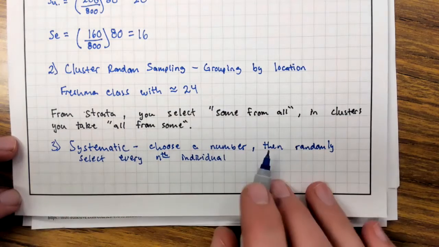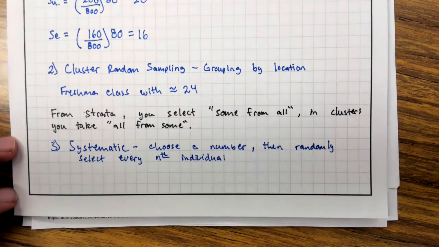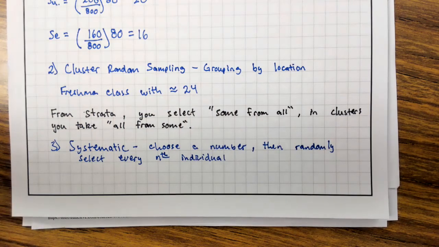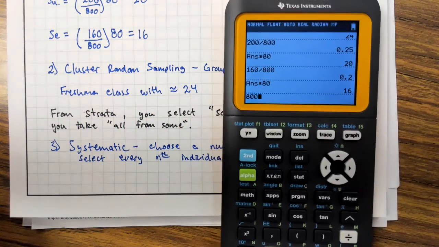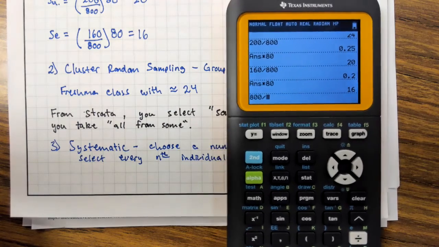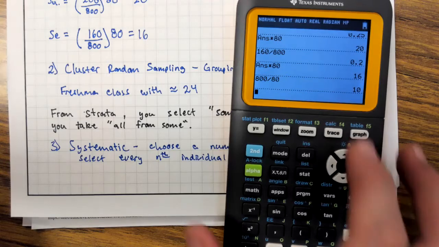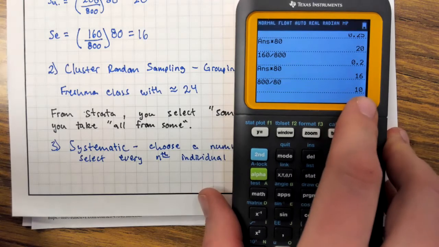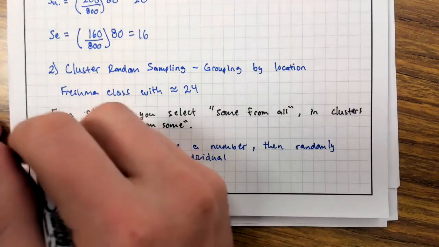Just for an example that relates to what I already talked about, the school would have all students listed alphabetically, number them from 1 to 800, and then they could say, we're going to start with student number 5. We could actually do it on a calculator, I suppose. So we have 800 students divided by 80, right? We wanted 80 people in our sample size. So 10 would be the number that you skip.